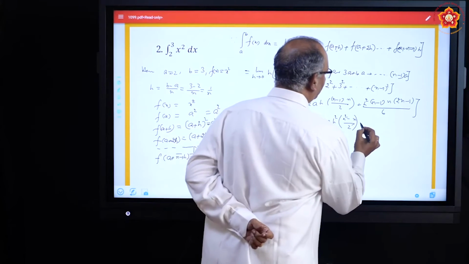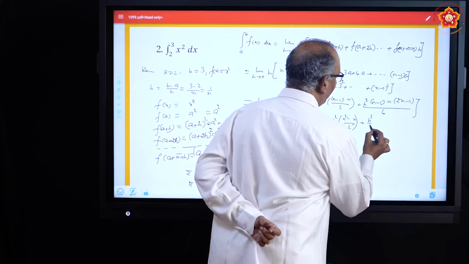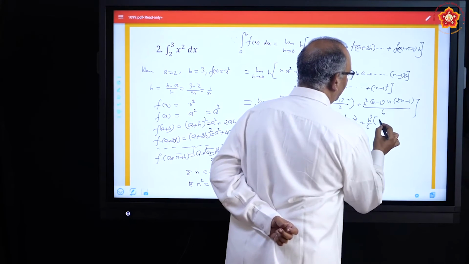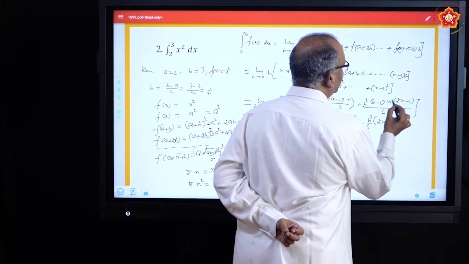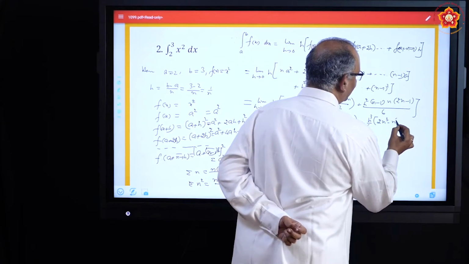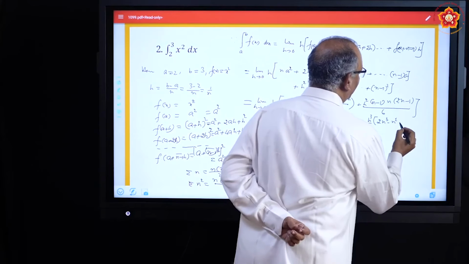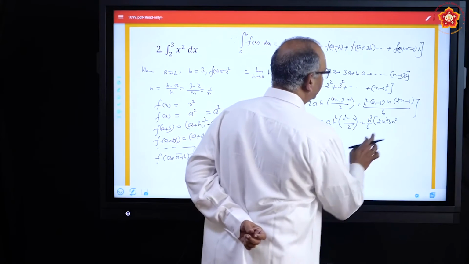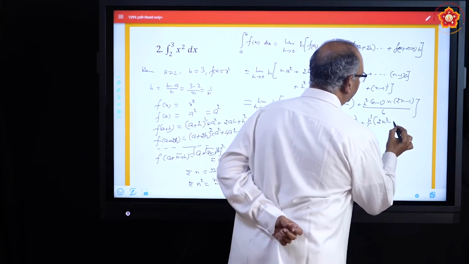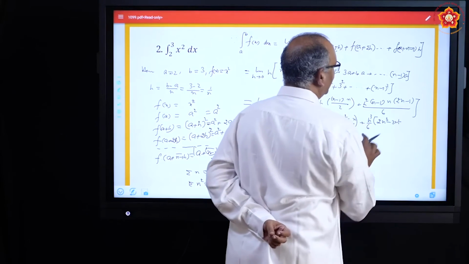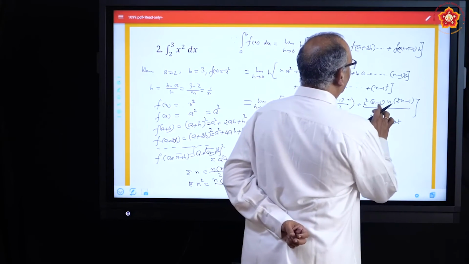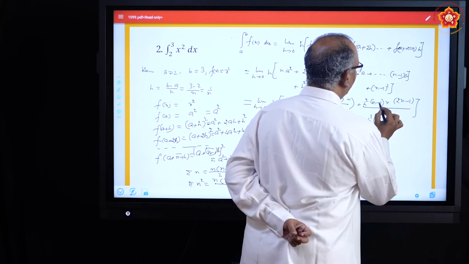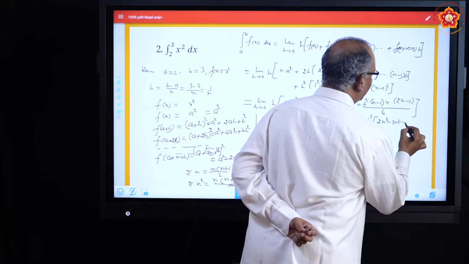Take this h here also. Multiply n square with this, it will become 2n cube. n square with minus 1, minus n square, minus n with 2n, it will become total 3n square. And then minus n with minus 1, it will become plus n.